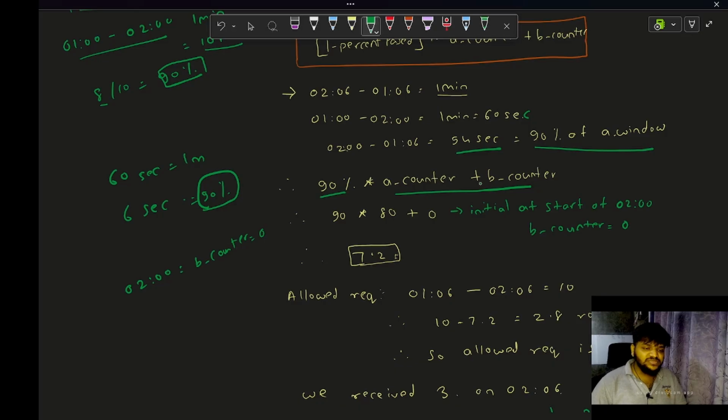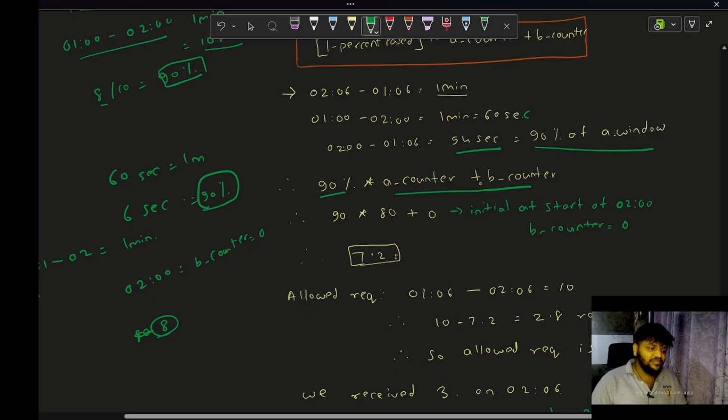So now what I am saying is, hey, in my last window, my A counter value is 8. But because I am going to take only 90%. Why 90%? Because if I am taking 01 to 02, it is going to be 1 minute. Correct. But I am taking 0106 to 02, which is going to be 54 seconds, which is going to be 90%.